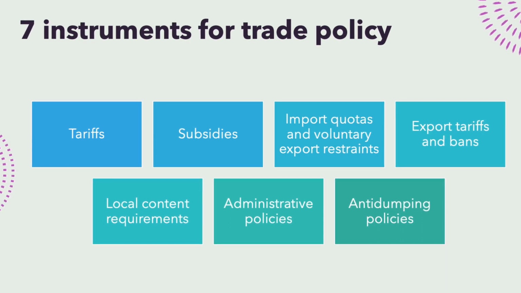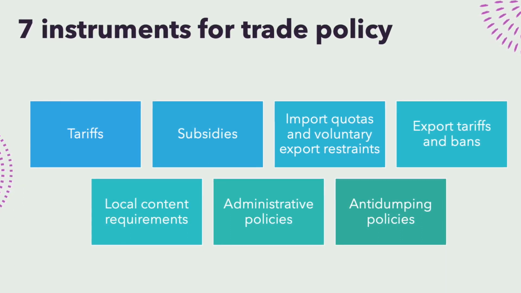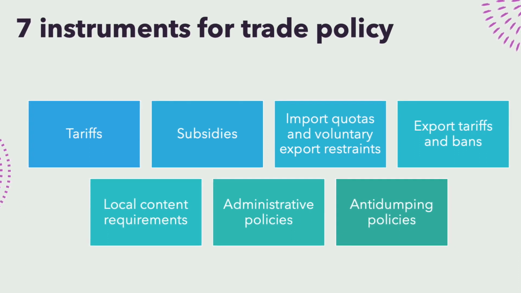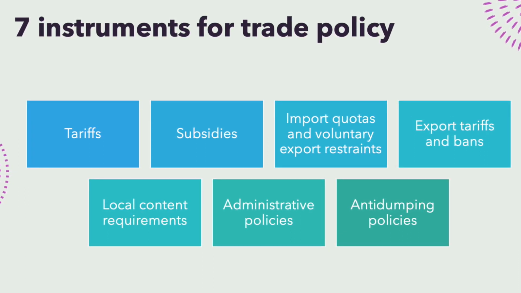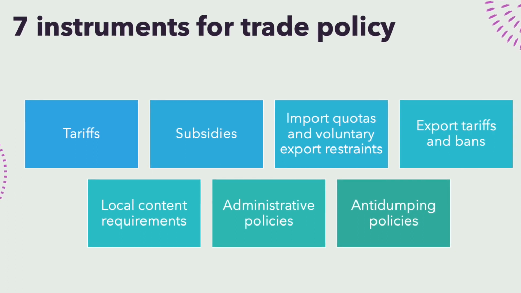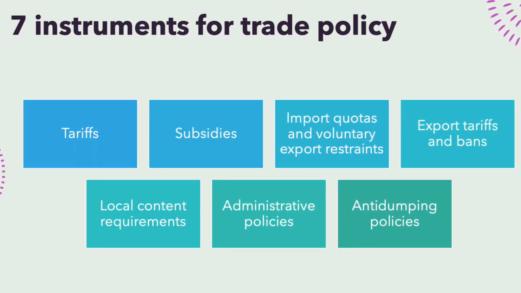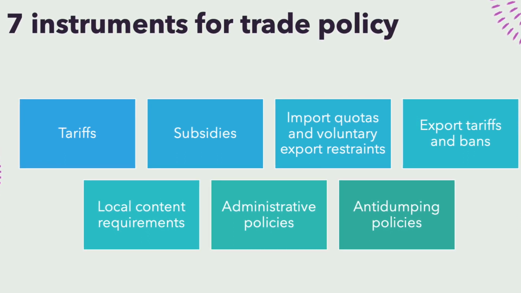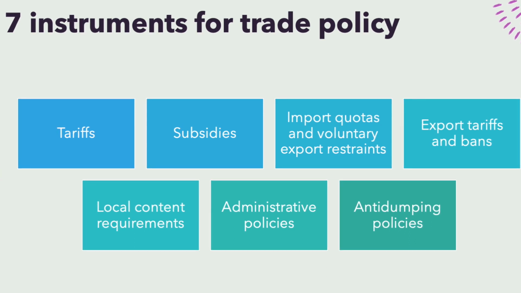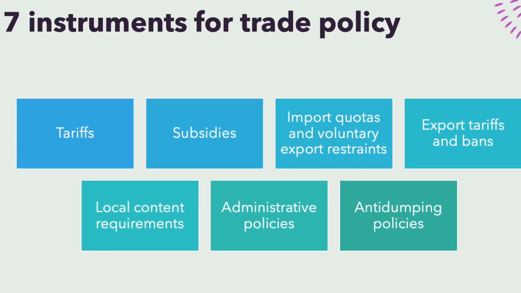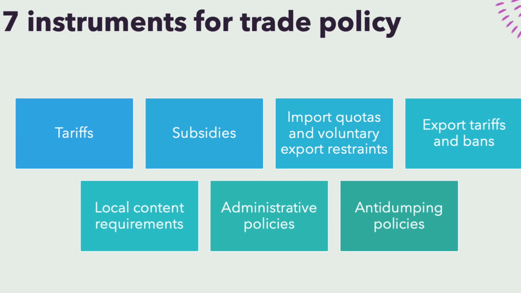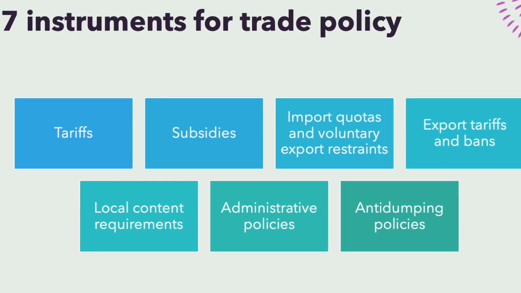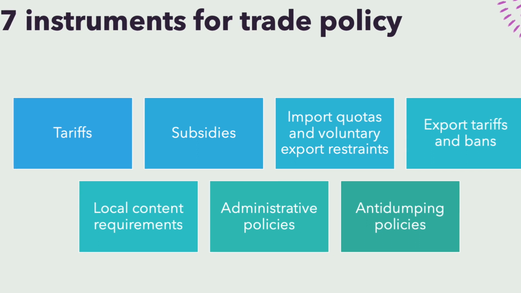Export tariffs and bans. An export tariff is a tax placed on the export of a good. An export ban is a policy that partially or entirely restricts the export of a good. Local content requirements: a requirement that some specific fraction of a good be produced domestically. Administrative policies are bureaucratic rules to make it difficult for imports to enter a country. Anti-dumping policies. Dumping is selling goods in a foreign market. Anti-dumping policies are designed to punish foreign firms that engage in dumping.